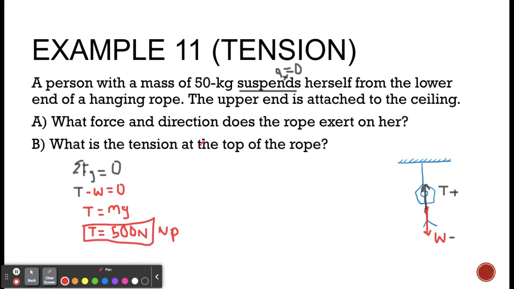Part B, what is the tension at the top of the rope? Tension at the top of the rope is still going to be 500 newtons. But the force on the actual rope is going to be in the opposite direction there. It's going to be pulling down. So it's going to be negative 500 newtons for the force of the person on the rope. The force of the rope on the person is 500 up.